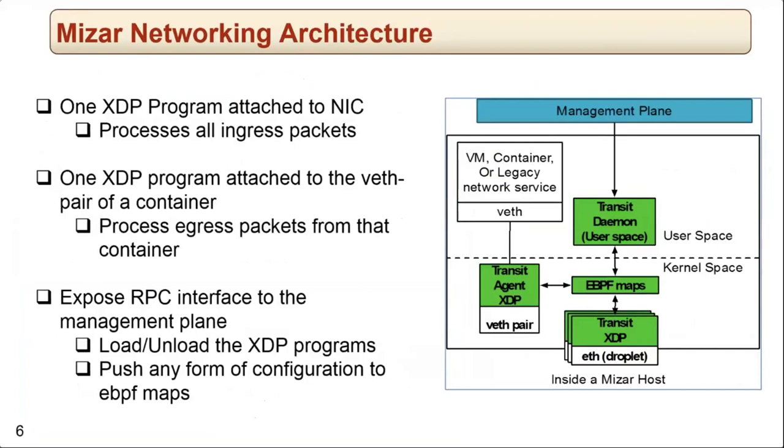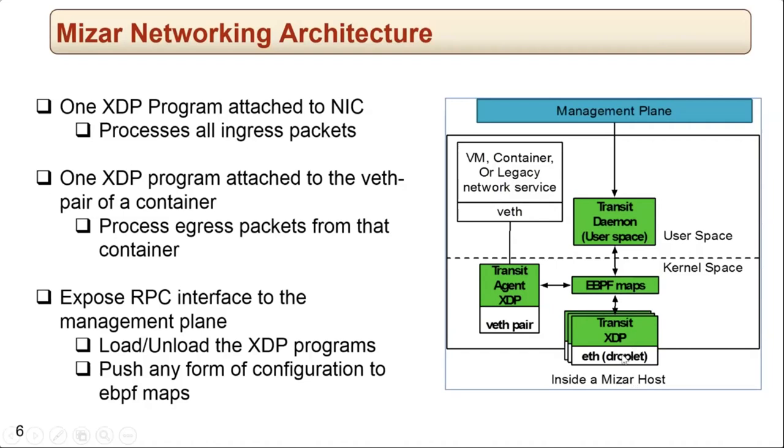And so that's what we ended up doing. As I mentioned, we built our entire networking solution based on XDP. We took an approach and said, okay, let's remove everything. We got rid of Open vSwitch, Linux bridges, and iptables, and we replaced them with an XDP program on the main interface, which we call a transit XDP. Then we have another XDP program on the VF pair that connects to a container or a VM, and we call it a transit agent XDP. These two programs share eBPF maps, which are programmable from the user space by the transit daemon. You can see that here: transit daemon, transit XDP, and then the transit agent XDP.